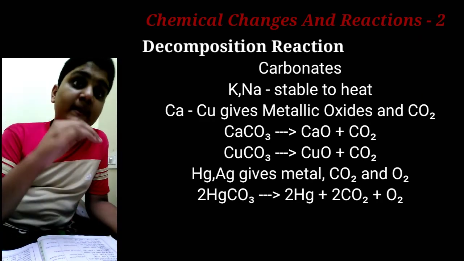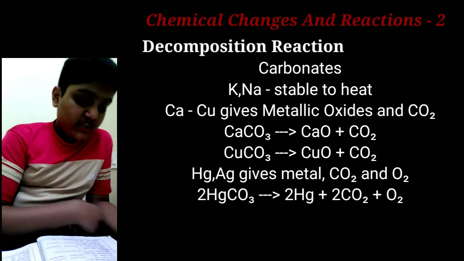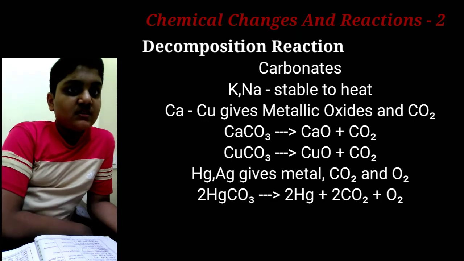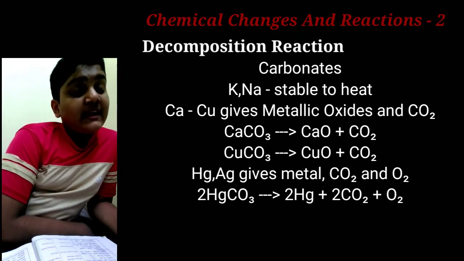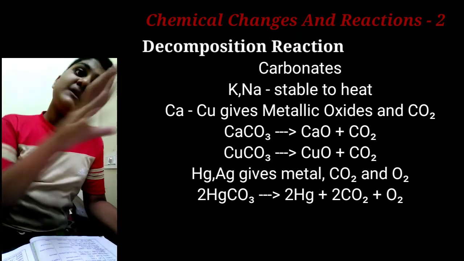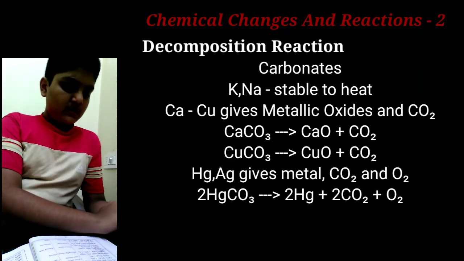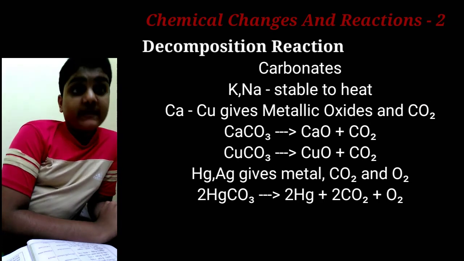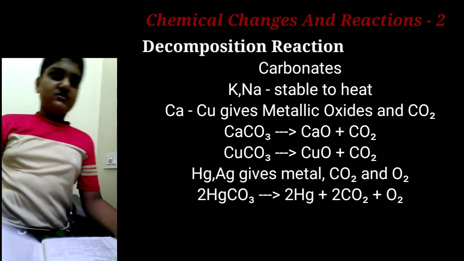So we discussed metallic carbonates. Potassium and sodium are stable to heat. Calcium to copper, their carbonate on heating gives metal oxide plus carbon dioxide. And Hg and Ag, their carbonate gives metal plus carbon dioxide plus oxygen.